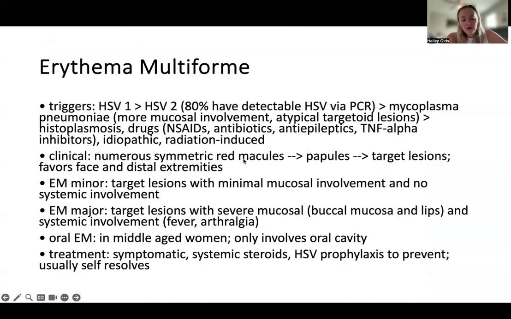And this is most commonly caused by infection. So HSV is number one, and then mycoplasma. And you get these targetoid lesions frequently on the face and distal extremities. And the difference between EM minor and EM major is that EM major has a lot of mucosal involvement, specifically oral mucosa, and then fevers and arthralgias as well.